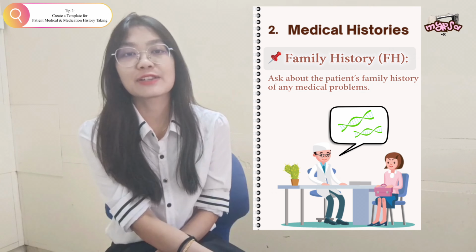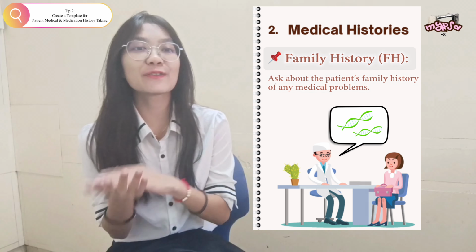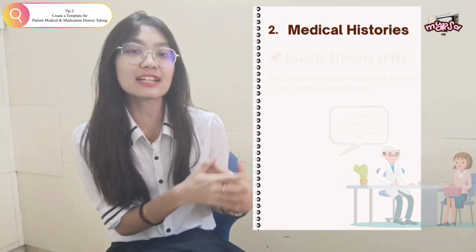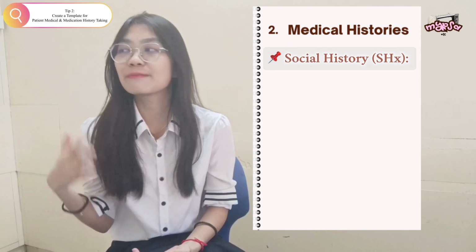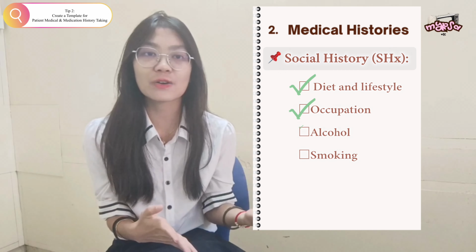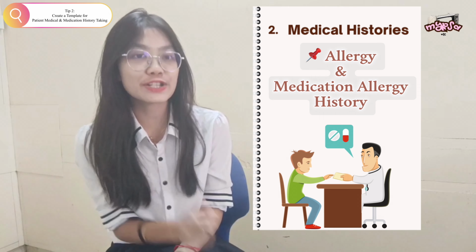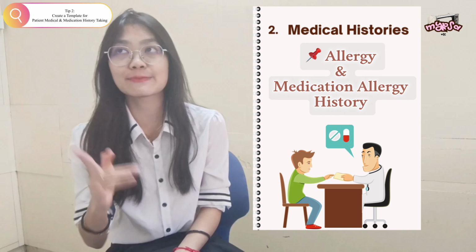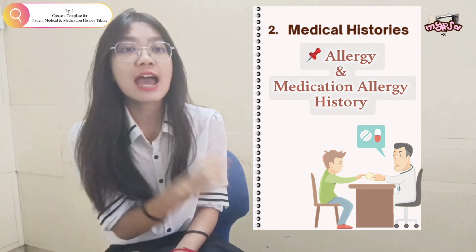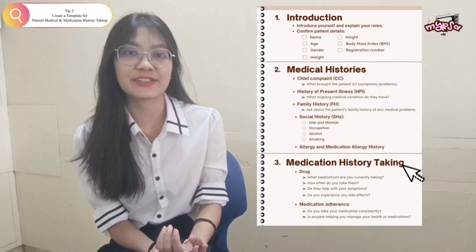Now that you have got a clearer picture of their medical background, let's move on to their lifestyle habits by taking the social history. Ask about their diet or lifestyle, occupation, alcohol intake, or even smoking habits. And of course, always check for any allergies, especially medication allergies, as these are crucial for safe and effective treatment. That is about the medical history.